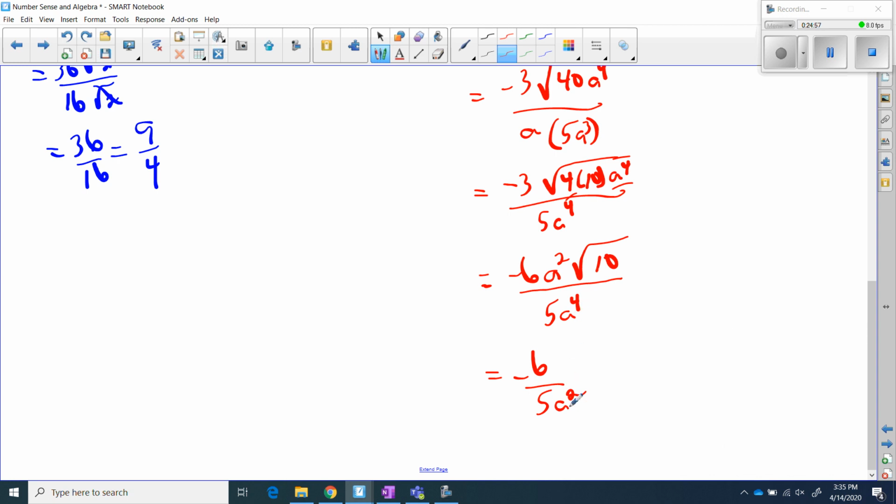Or if you don't want to write it that way, you can put a to the negative 2 if you want to write it in the numerator. And then your radical 10 would still be up in the numerator. Now that would be reduced. So as I said, or you could have negative 6/5 a to the negative 2 radical 10. That's the exact same thing.